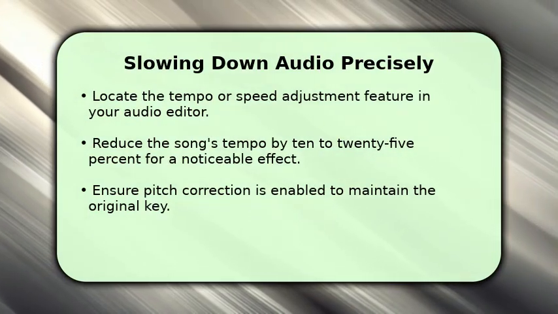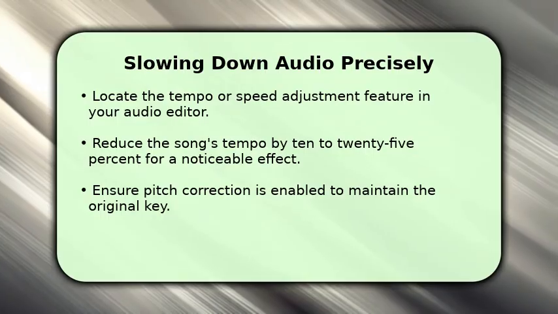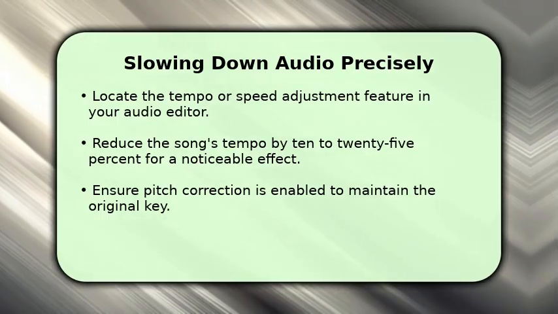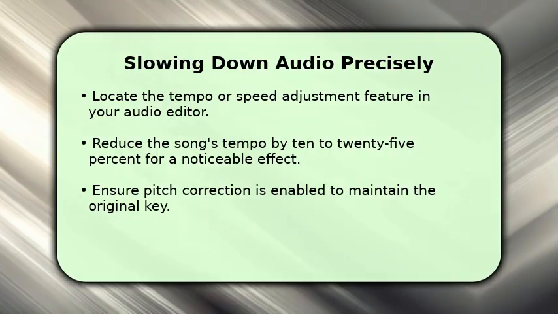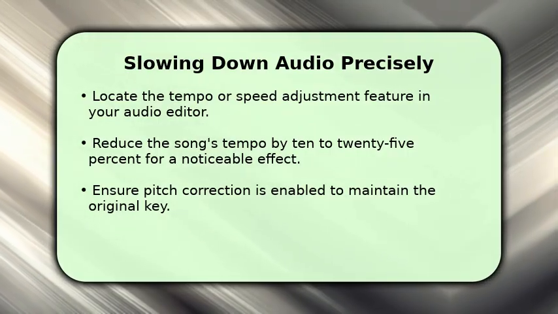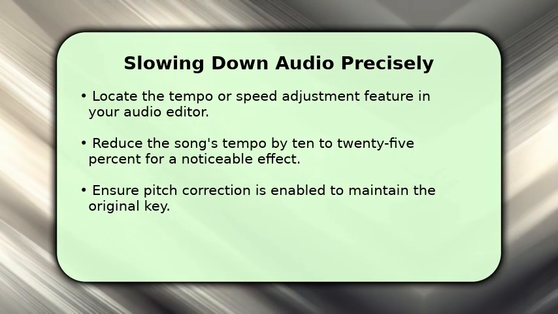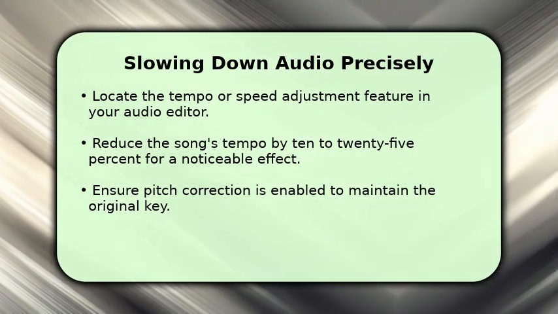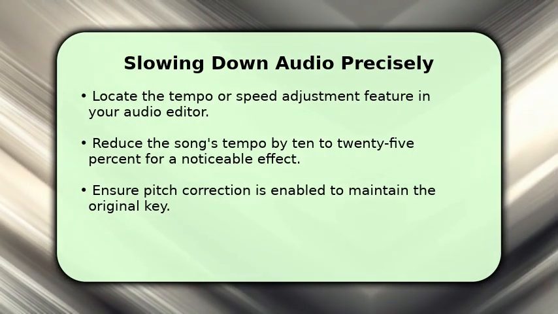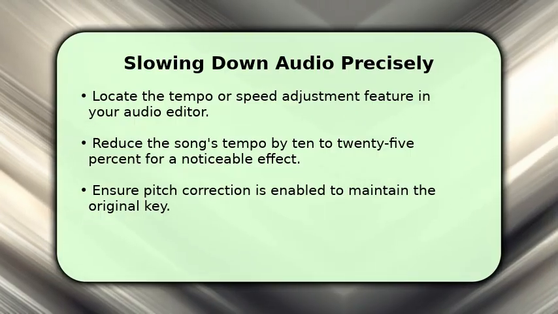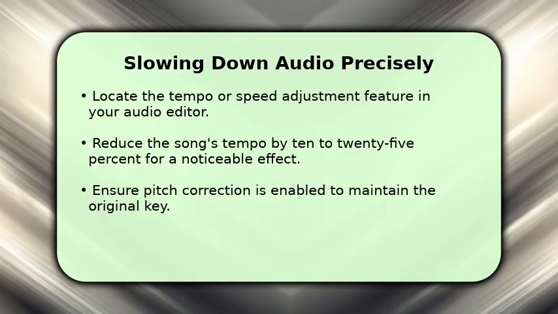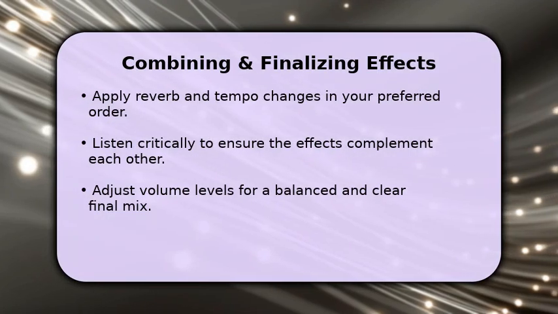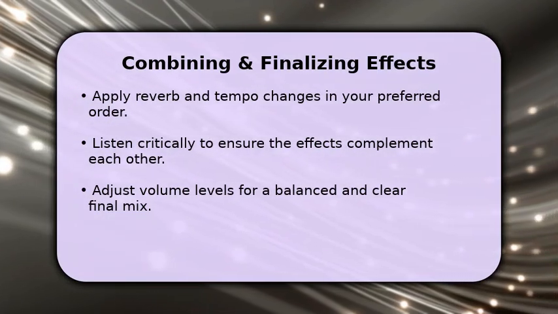In your chosen software, find the tempo or speed control. A good starting point is to reduce the tempo by about 10 to 25%. For example, if a song is 120 beats per minute, try reducing it to 90 to 108 beats per minute. Crucially, make sure your software's pitch correction is active to prevent the audio from sounding too low or distorted as it slows down. Once you've applied both reverb and the slowed effect, it's time to fine-tune.